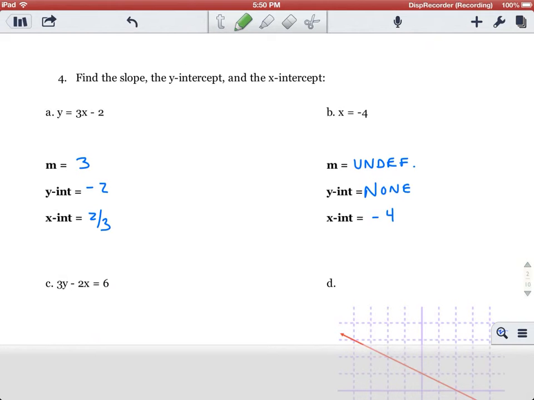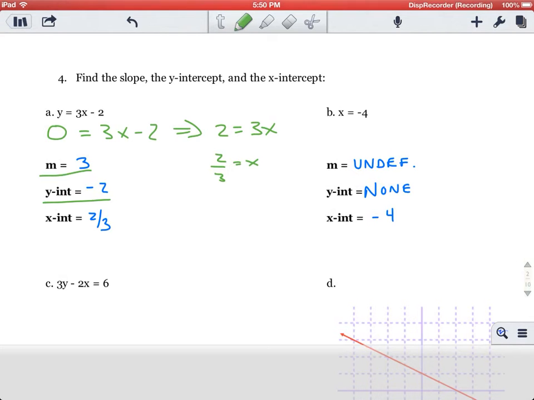Question number 4, part A, the easy ones were the slope and the y-intercept. How do you find the x-intercept? You simply make y equal to 0. So x is 2/3. For part B, little tricky.